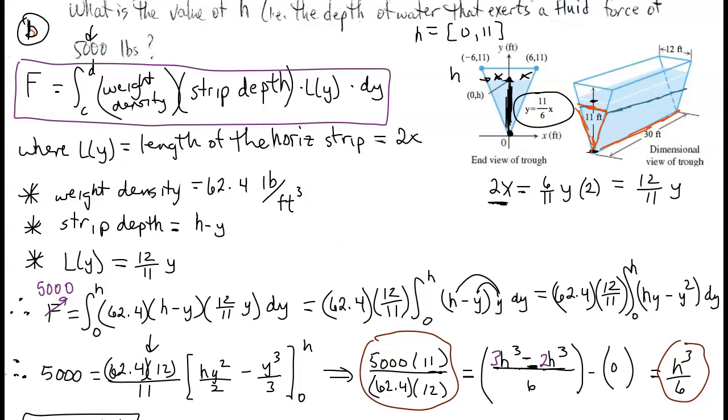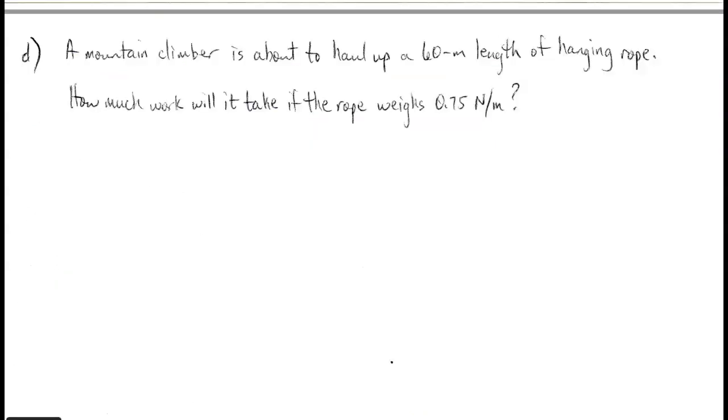Okay. All right. So I have one more example that I want to do here, and then afterwards, this video will be complete. So let's go ahead and hop to it. For this last example, we have a mountain climber that is about to haul up a 60 meter length of hanging rope. So basically 60 meters of rope is hanging down, let's say off a cliff or something, and this person has to pull it up. Now we want to know how much work it will take if the rope weighs about 0.75 of a Newton per meter.